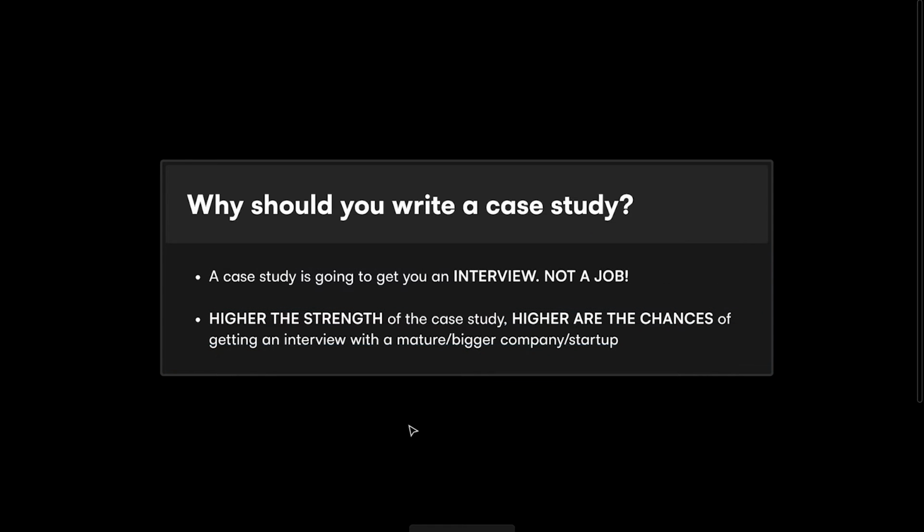The next thing to remember is that the higher the strength of the case study, the higher the chances of getting an interview with a mature or bigger company or a startup, right? Whatever case study you do, there is a good chance that you will get some job. But if your case study is really good and has a lot of the things recruiters actually look for, it is going to be very strong, and that's going to increase your chances of getting an interview with a much bigger company or startup. Now, you might still get rejected, but that's okay.